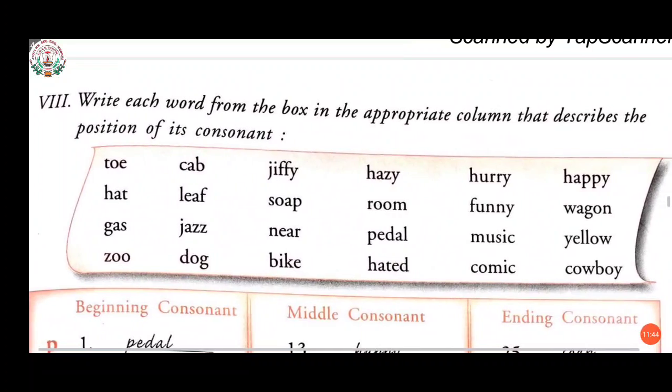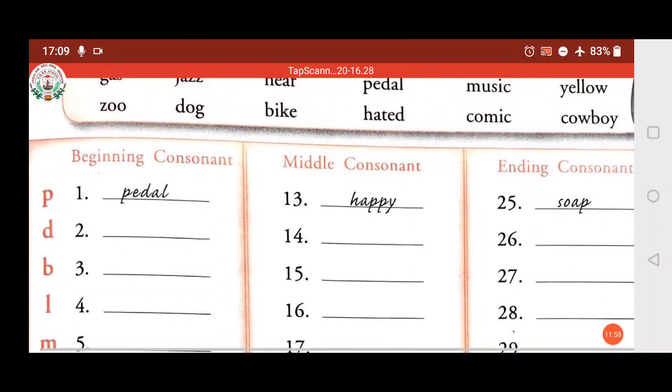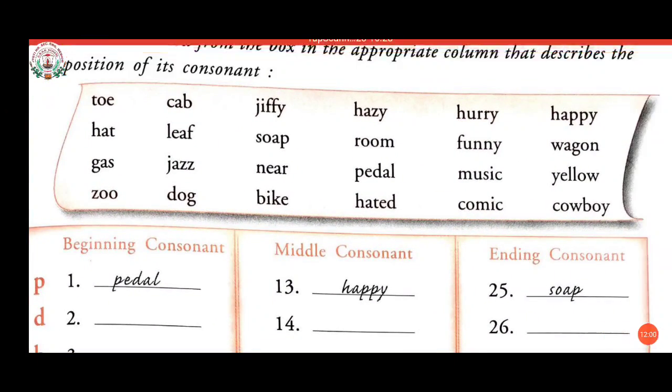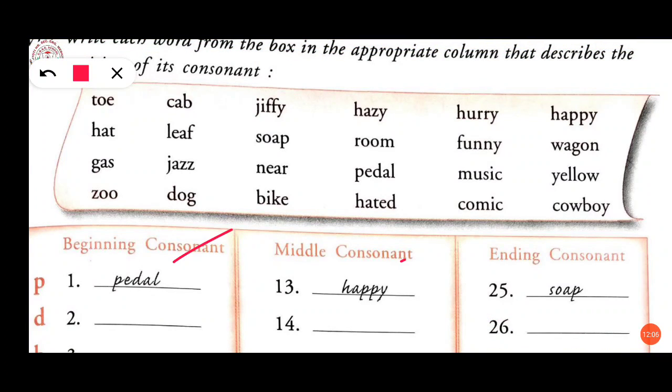Now we have another one, that is 8th one. Write each word from the box in the appropriate column that describes the position of its consonant. Now students, you see here, first one, beginning consonant, like 2 or 3 we will do. We have 3 consonant here, beginning, middle and ending consonant. It means P is given over here, as you can see. So we have to see beginning means starting one. Like here example is given, pedal.